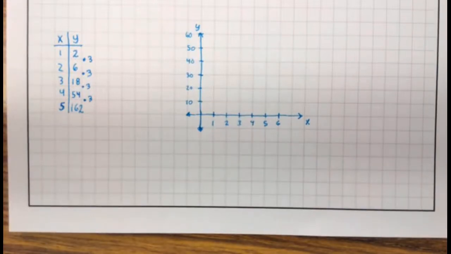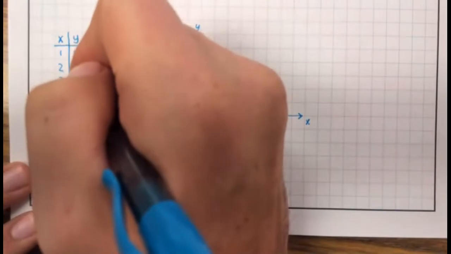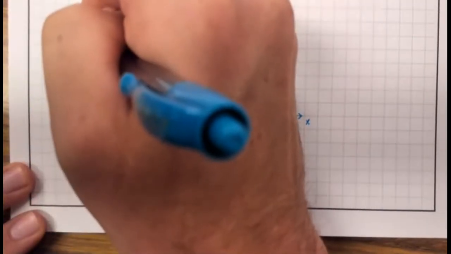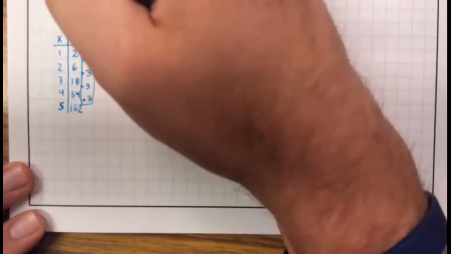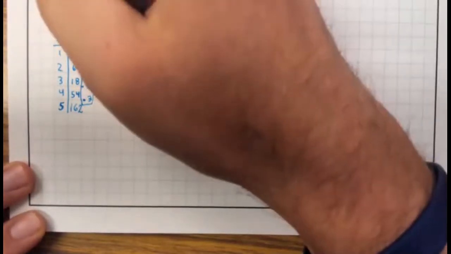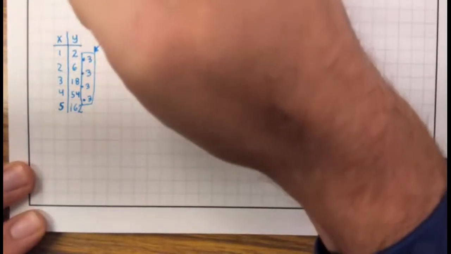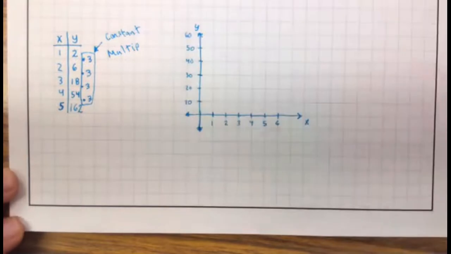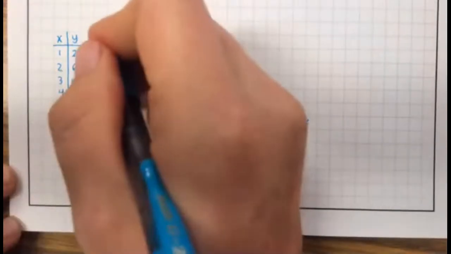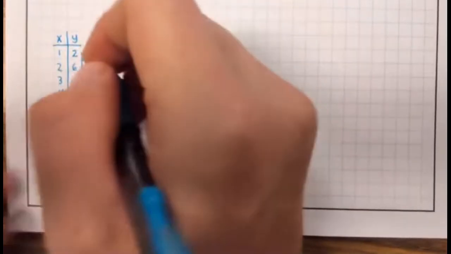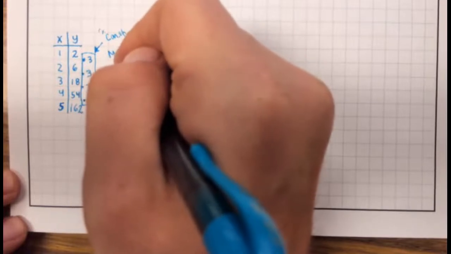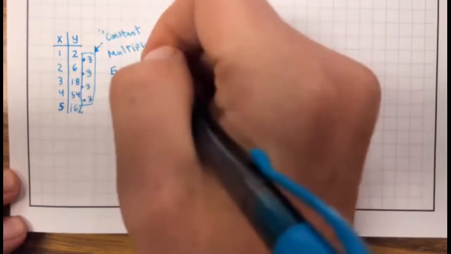So it's not a constant rate of change this time. This has a constant multiplier. So if you're multiplying by a constant amount instead of just adding or subtracting, then your expression, your function is going to be exponential. Let's see if I can actually spell this right. E-X-P-O-N-E-N-T-I-A-L.